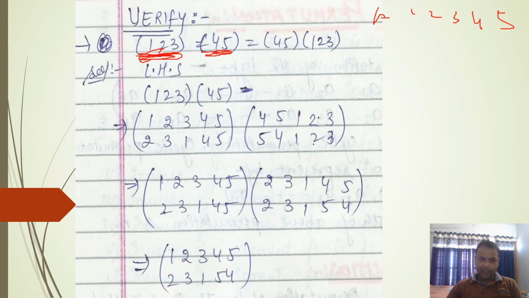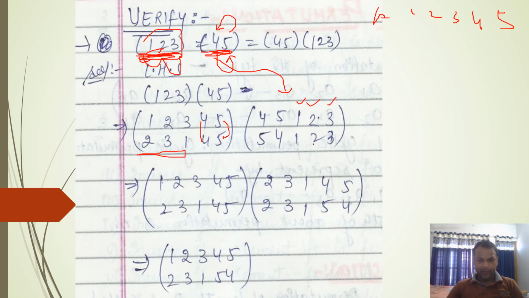(1, 2, 3) means 1 is associated with 2, 2 is associated with 3 and 3 is associated with 1. So this part is clear, but there is no discussion about 4 and 5. So 4 will have self-association and 5 will have self-association. While for the second part, you are writing 4 and 5. It means 4 is associated with 5 and 5 is associated with 4. Because here we are not discussing 1, 2, 3, you will write the self-association of 1, 2, 3.